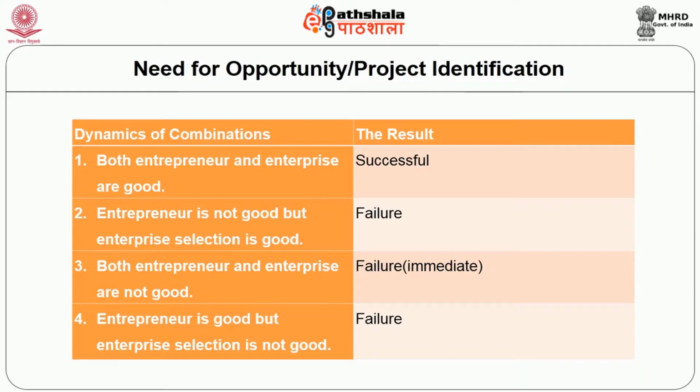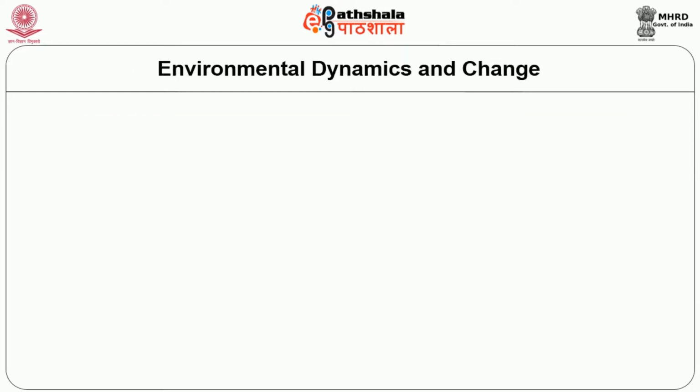Dynamics of combinations. Both the entrepreneur and the enterprise are good: the result is successful. The entrepreneur is good, but the enterprise selection is not good: failure. The entrepreneur is not good, but the enterprise selection is good: failure. Both the entrepreneur and the enterprise are not good: failure will occur immediately.